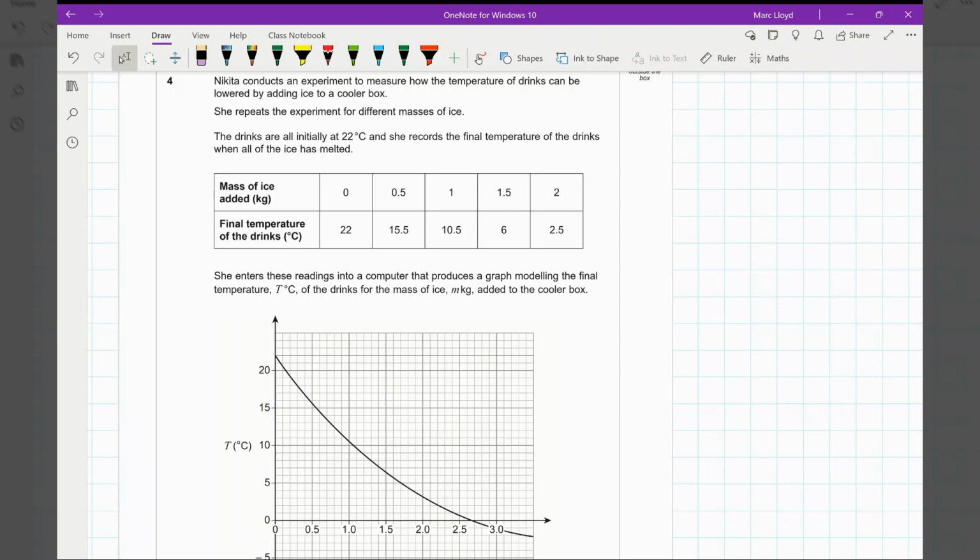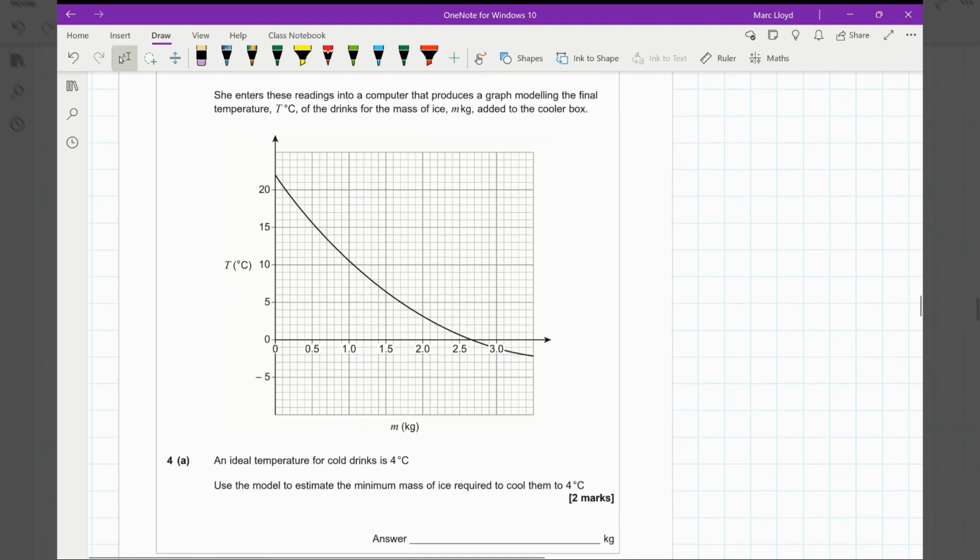Okay, question number 4. Nikita conducts an experiment to measure how the temperature of drinks can be lowered by adding ice to a cooler box. She repeats the experiment for different masses of ice. The drinks are initially at 22 degrees, and she records the final temperature of the drinks when all of the ice has melted. So if she has added 0.5 kilograms, the final temperature is 15.5, all the way down to 2 kilograms where it is at 2.5.